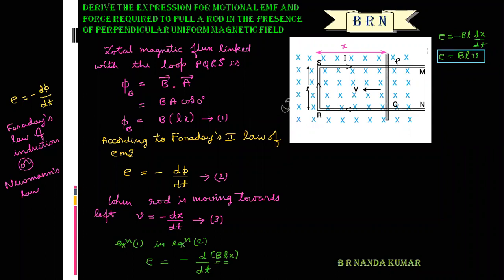So motional EMF is directly proportional to the strength of the magnetic field, directly proportional to the length of the conductor, and directly proportional to the speed of the conductor, that means the velocity of the rod.